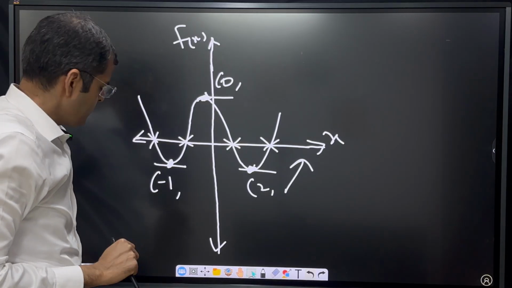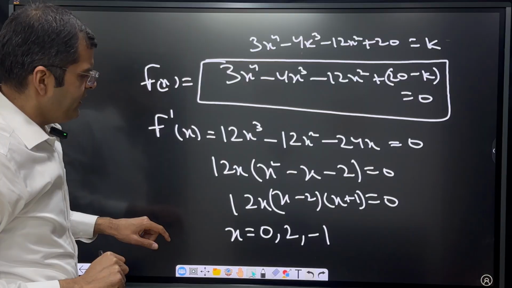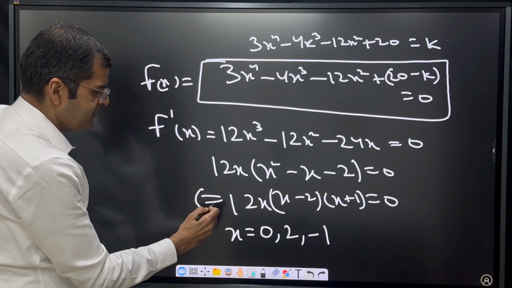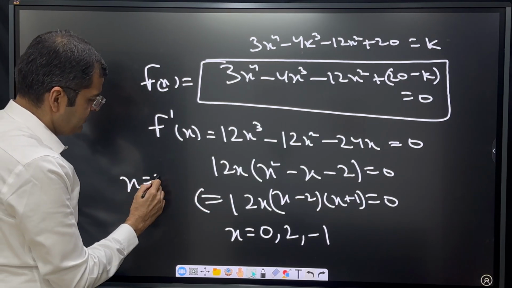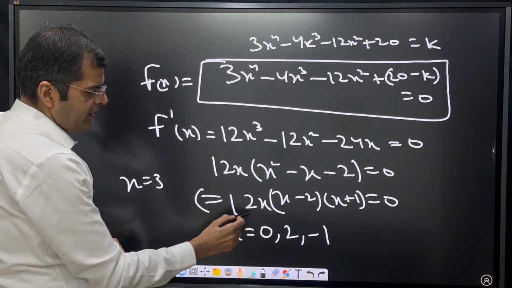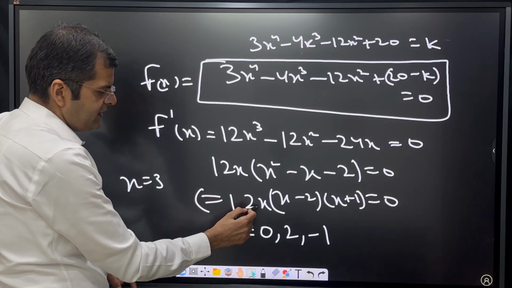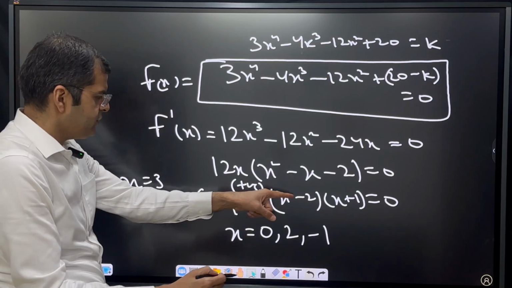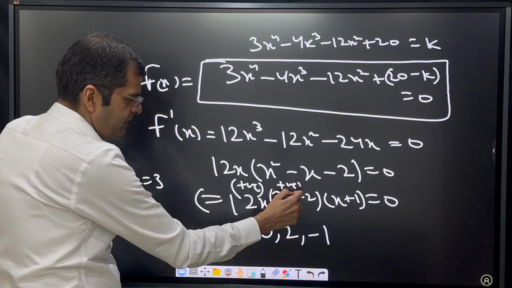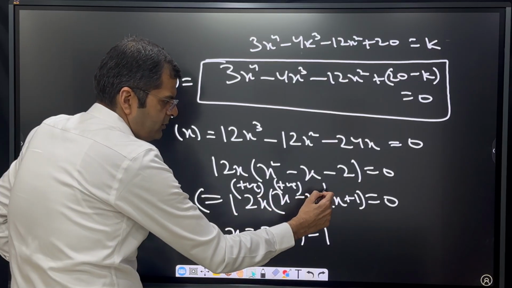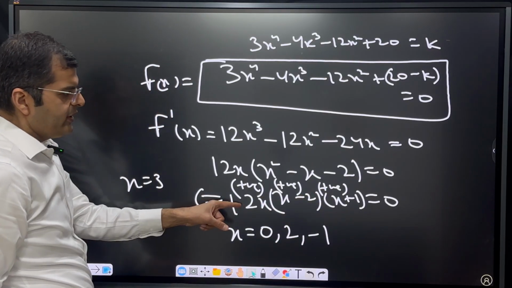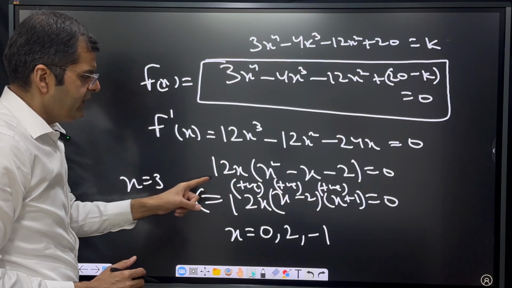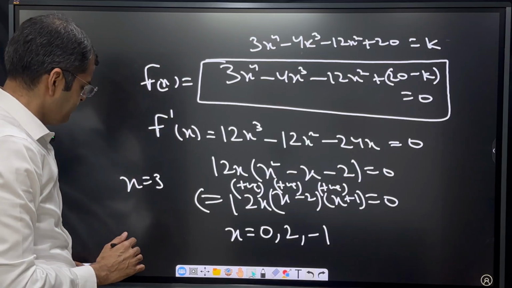Okay. So now here, what if I put x equal to 3 in this? This is f dash x. If I put x is equal to 3, will I get a positive or a negative number? If x is 3, 12 into x is 36, which is positive. X minus 2, if x is 3, it is also positive. 3 minus 2 is positive. X plus 1 is also positive. 3 plus 1 is positive. So the entire thing becomes positive. Positive into positive into positive. When x is 3, this f dash x is positive.